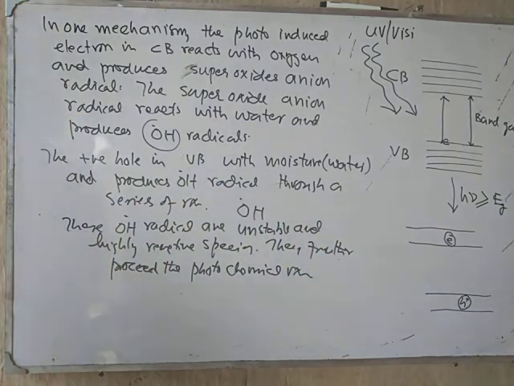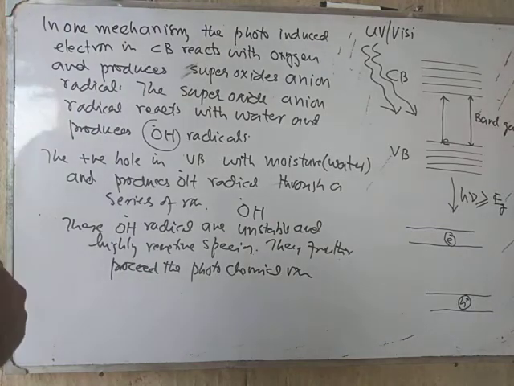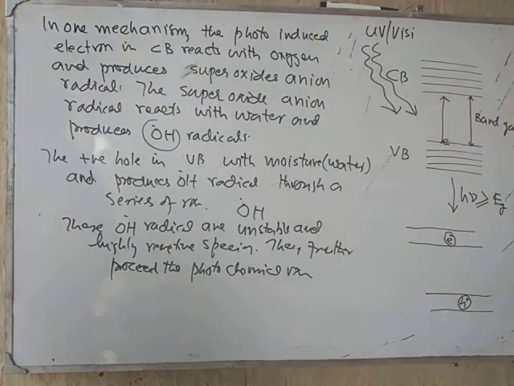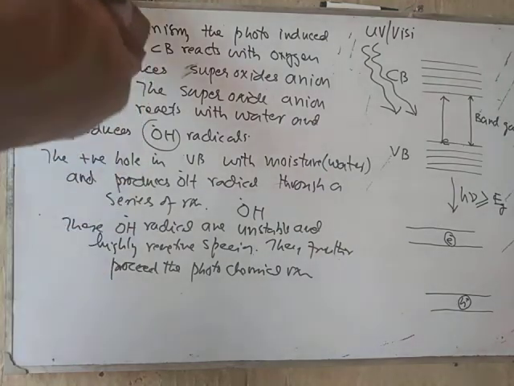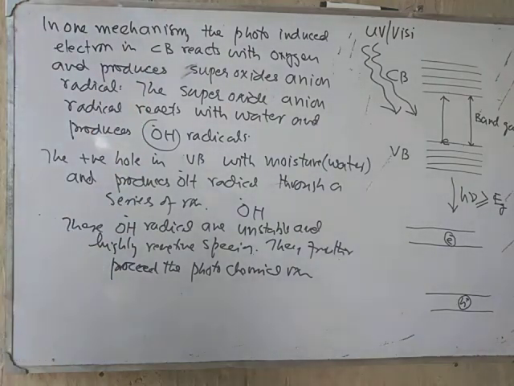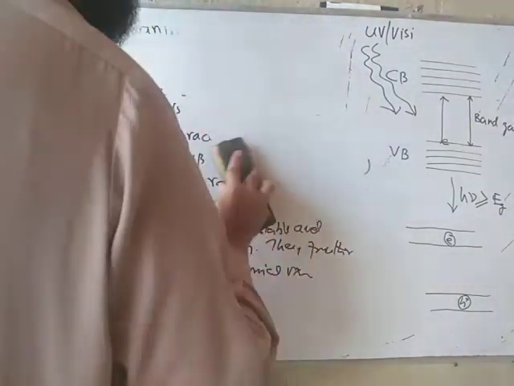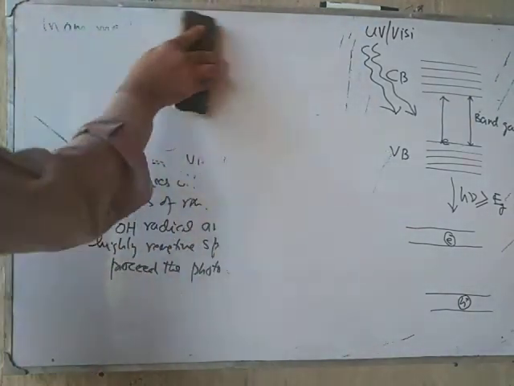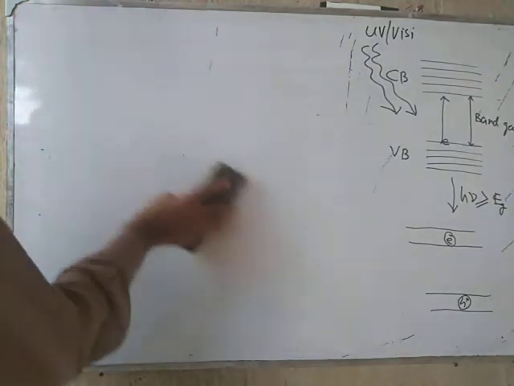Under irradiation of the semiconductor, electron is excited from the valence band to conduction band. As a result, electron hole pair is formed. This is called the exciton. This exciton further reacts and produces OH radicals. वो reaction किस तरह है कि इस होल ने रिएक्ट करना है with water.